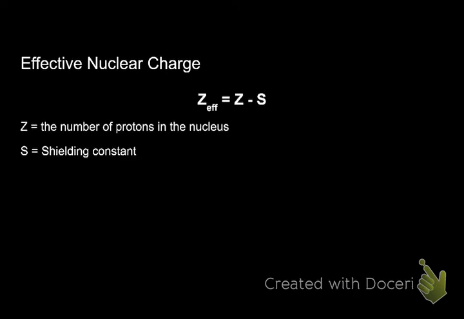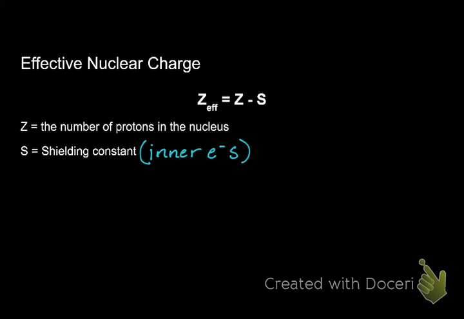Now, along with that, instead of just having the trend, our nuclear charge also has more of a number behind it as well. And this is going to be called our effective nuclear charge. And our equation that we get is our Z effective. So our effective nuclear charge is equal to our Z minus our S. Our Z is going to be our number of protons in the nucleus, and our S is going to be our shielding constant.